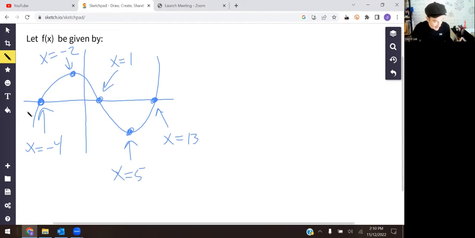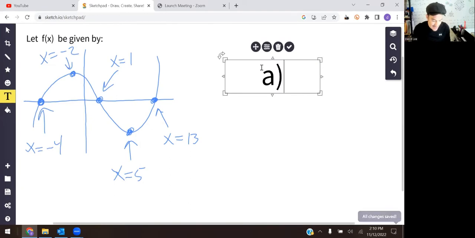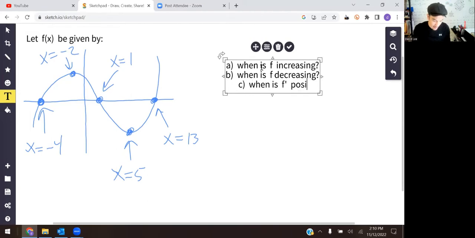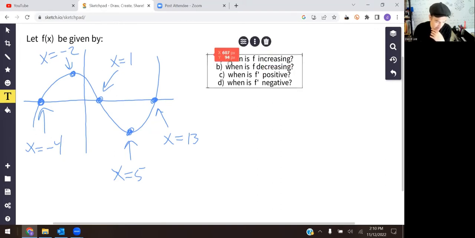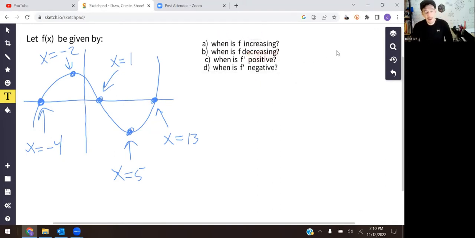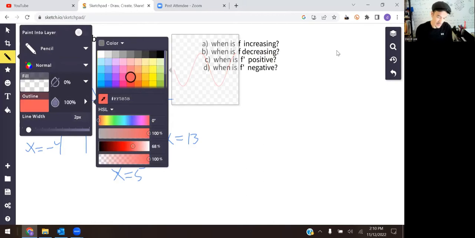And what kind of questions are they likely to ask us? Something like part A, when is f increasing? How about part B? When is f decreasing? And maybe part C, when is, let's say, f prime positive? And in part D, when is f prime negative? So let's say that you have all these questions here, parts A through D. Why don't you pause the video and try to answer these questions? Because I'll go through the solutions in 3 seconds. 3, 2, 1. Here we go.